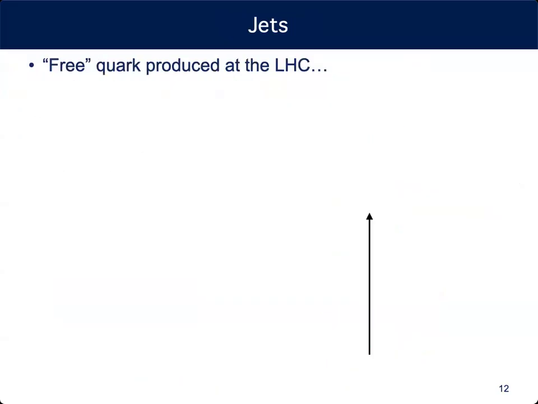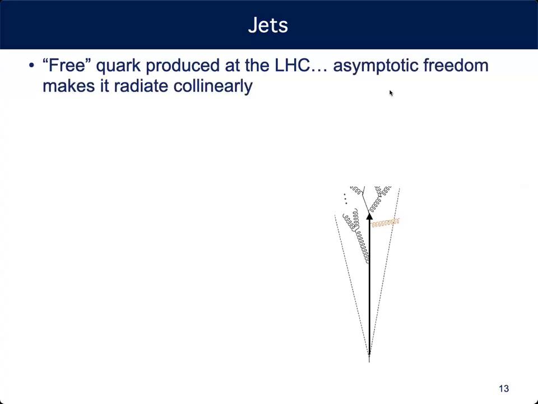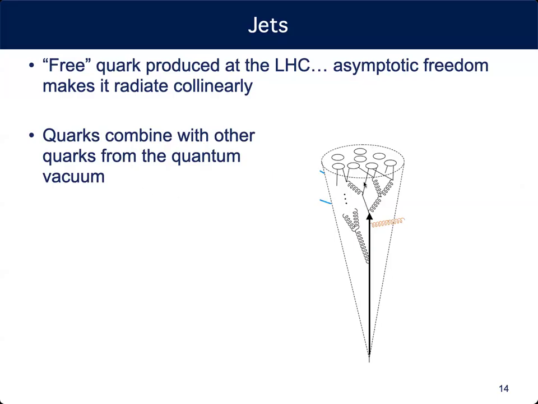All right, so again, let's go back to our picture of our free quark. Now it's going up and down instead of left and right. It's going to have our asymptotic freedom, and it's going to radiate collinearly mostly. And then we have some gluons that are going to be floating around. Then those quarks will combine with other quarks from the quantum vacuum.